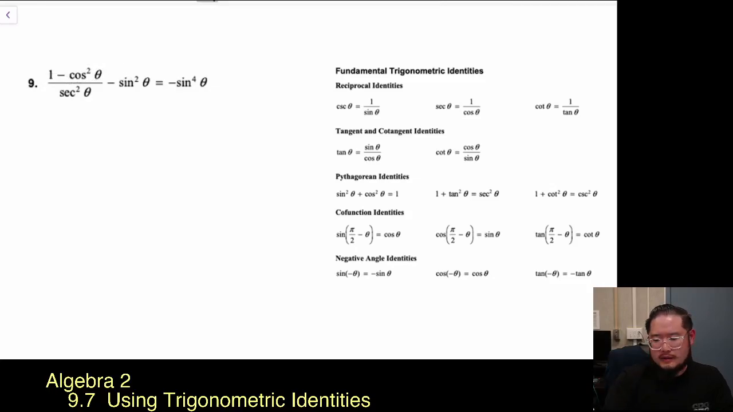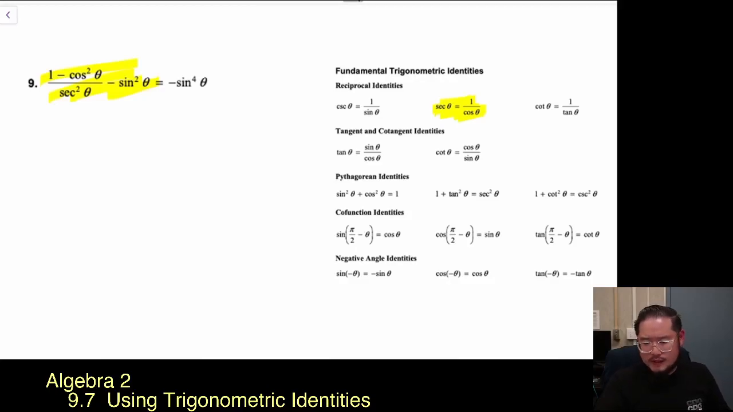How can I get this to equal negative sine to the 4th theta? All right, so if I look right here, let's take a look at what are some things that I could substitute. That's what it comes down to. I see secant theta, and one thing that looks kind of similar to that is secant, although one is secant squared theta, the other one is 1 over cosine squared and secant. Pretty close. So I'm going to somehow use that.